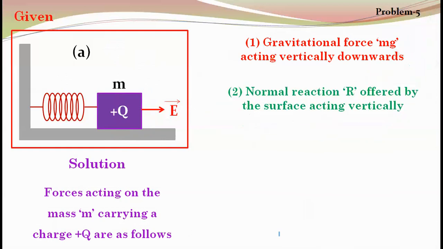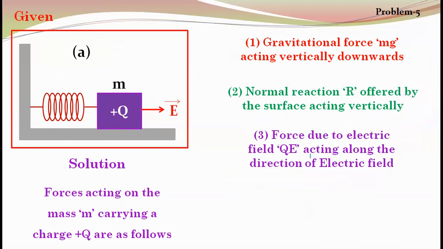So number two, normal reaction. Since the reaction force is going to act perpendicular to the resting surface, I'm going to call it normal reaction. Normal means perpendicular. So normal reaction is offered by the surface, acting vertically upwards. So here it should be upwards. The word upwards is missing. Okay. So the reaction force which is going to act perpendicular to the surface, vertically upwards.